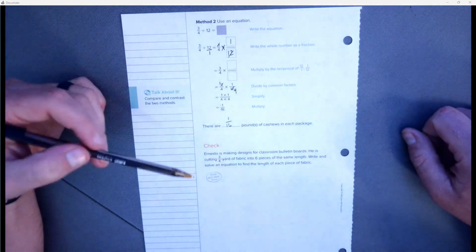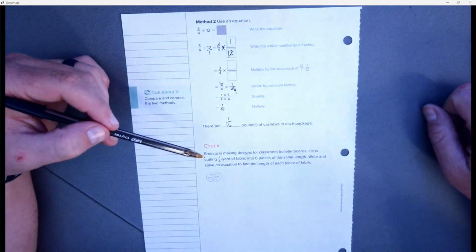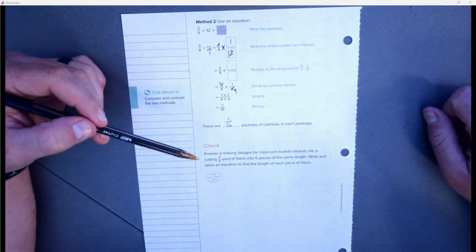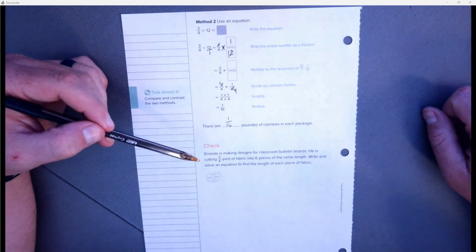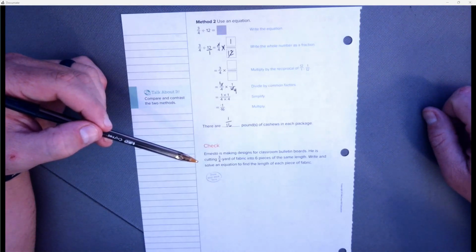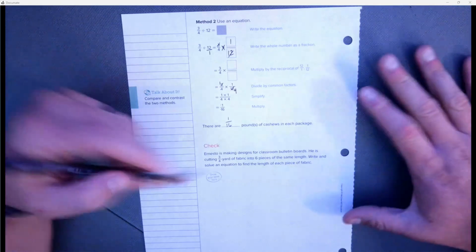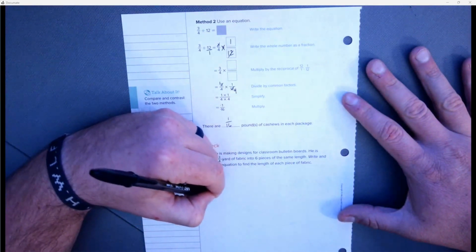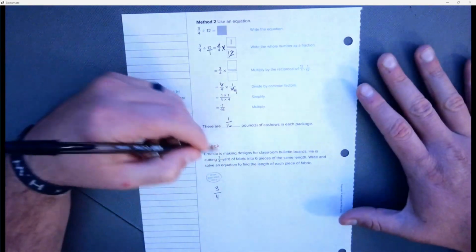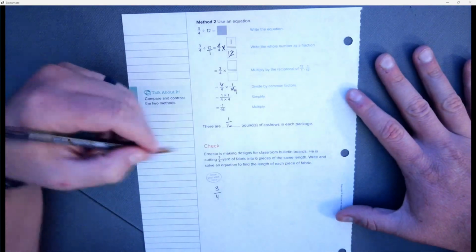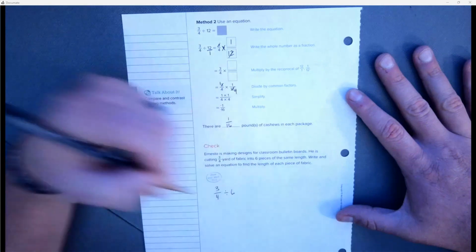Now let's look at our check problem at the bottom of 188. Ernesto is making designs for classroom bulletin boards. He is cutting 3/4 yard of fabric into 6 pieces of the same length. Write and solve an equation to find the length of each piece of fabric. So he's taking 3/4 of a yard of fabric and he's cutting it into 6 pieces of the same length. So he's dividing it by 6.